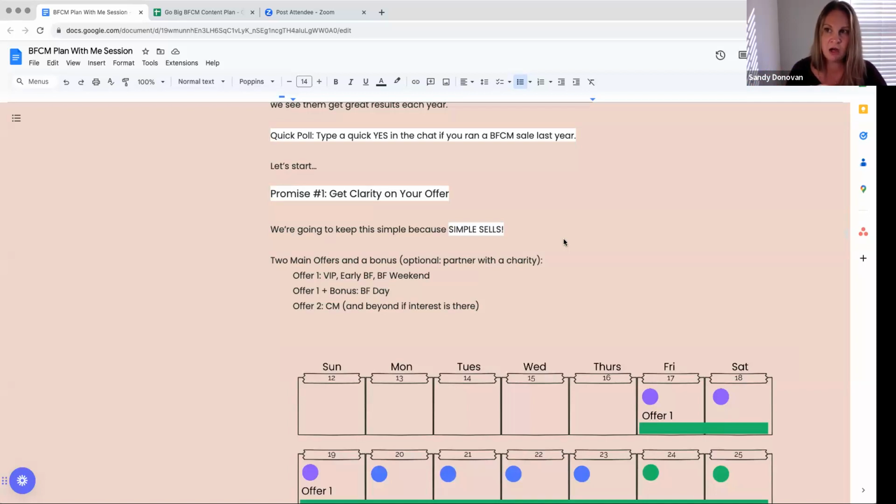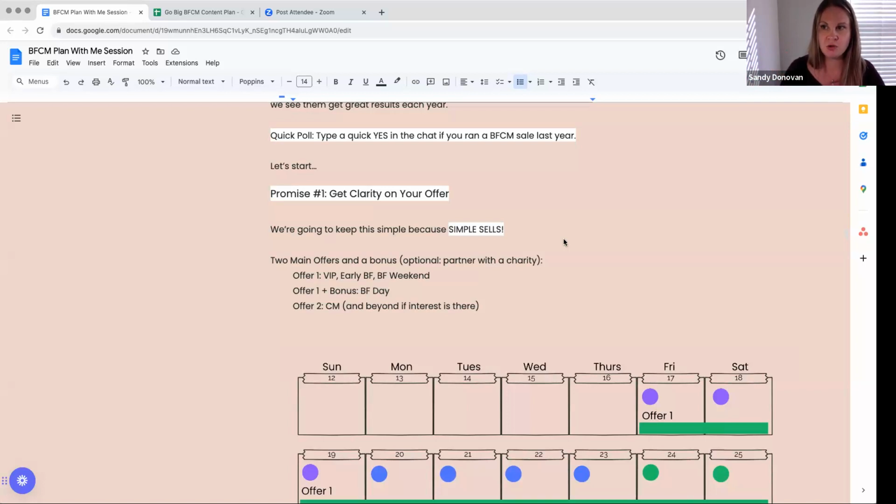So first of all, we're going to keep this very simple. And I want to emphasize that I'm not keeping this simple for this presentation. I'm keeping this simple because simple sells. Simple is what gets results. So we don't want to start overcomplicating things with 2, 3, 5 different coupon codes or a different sale every day. We want to just keep it simple.